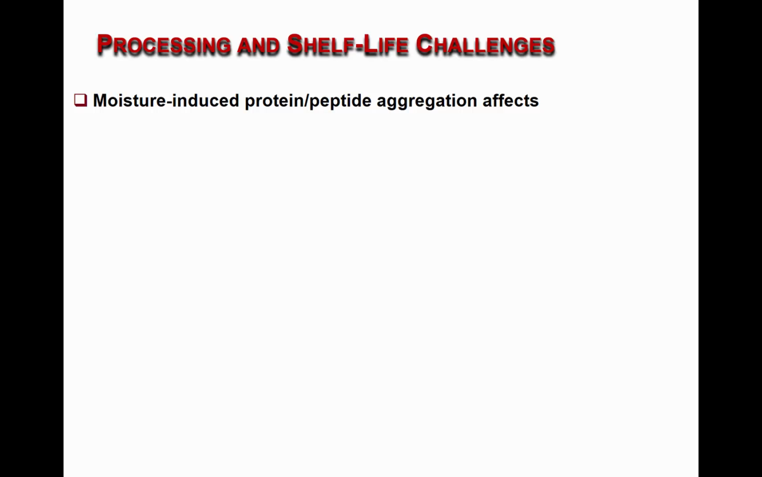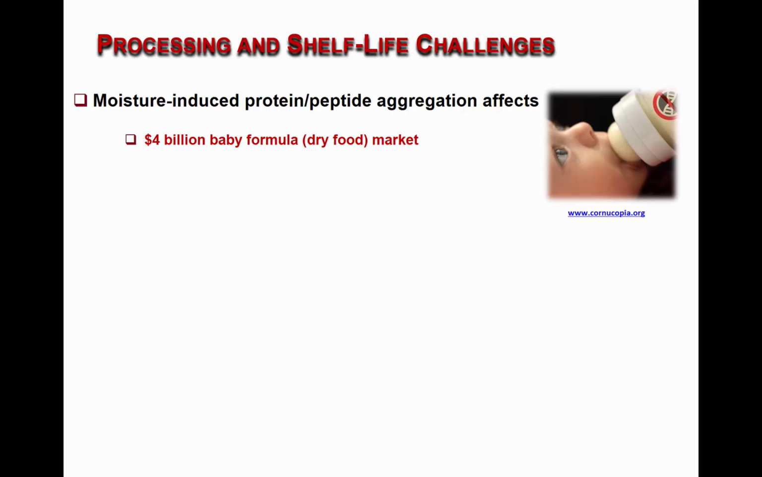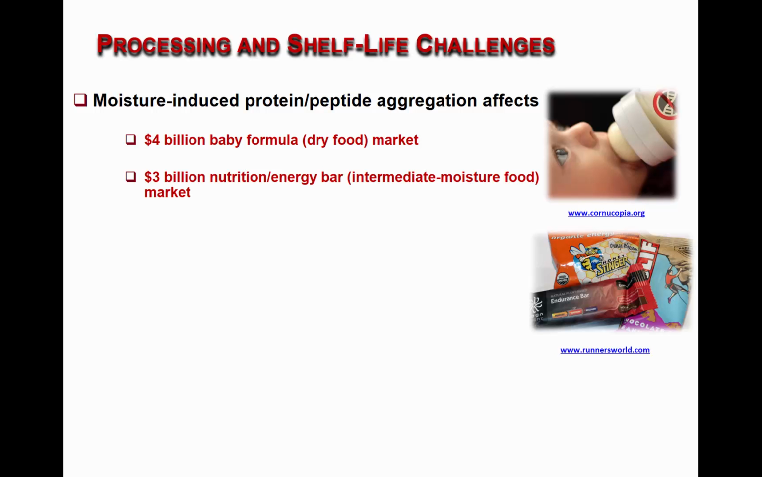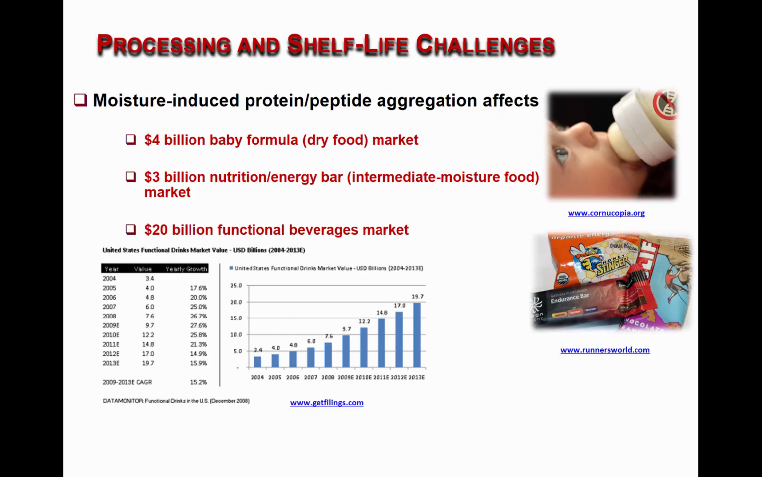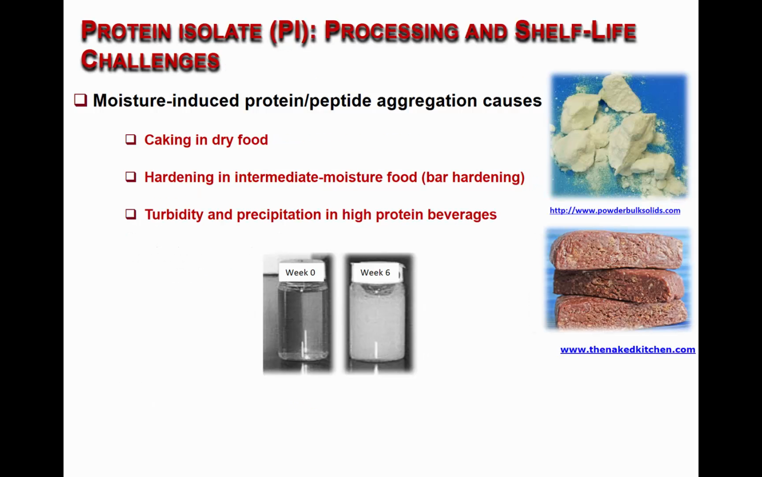So why is this a challenge, and what it impacts. So if we look at it from an industrial point of view, not just from the chemistry of it, it really impacts huge market places. So you have the baby formula, which is a huge market, 4 billion market. Nutrition bars, 3 billion market. And then the functional beverage market has been growing over the years to reach a value of 20 billion. So the aggregation impacts all these sectors, which is a major challenge.